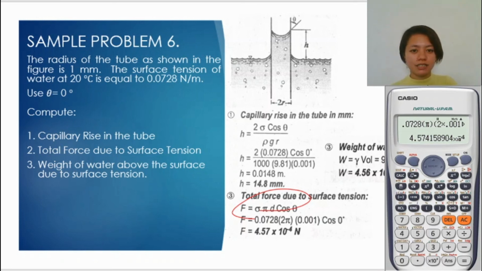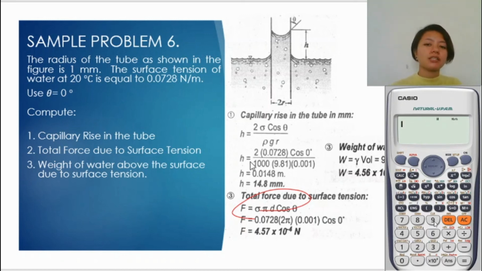Take note of the formula, guys. Lastly, we have here the weight of water. The formula for unit weight is weight over volume. So we interchange it here to get the weight. We have 9810, since 9.81 is in kilonewton and we are working in newton. Then our volume of the cylinder is pi d times h, right?